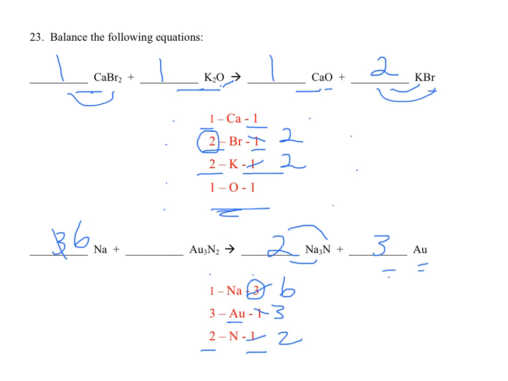I'm not done until I've checked. 6 sodium on this side, 2 times 3 is 6 on this side. 3 gold, 3 gold. 2 nitrogen, and 2 nitrogen. We're done. Okay. Go on and watch the next part.